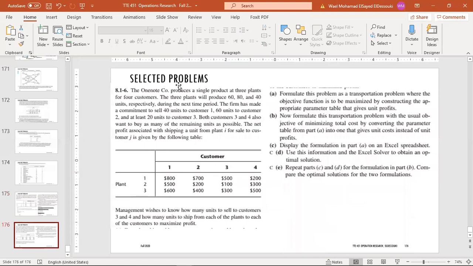Good. I'm going to send you another problem also. It's a little bit awkward because here the One Note company produces a single product at 3 plants. Here there is a profit, so it's looking for maximizing rather than minimizing cost. Think about it.